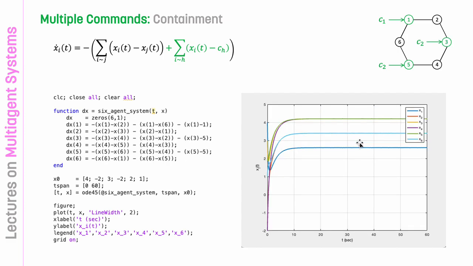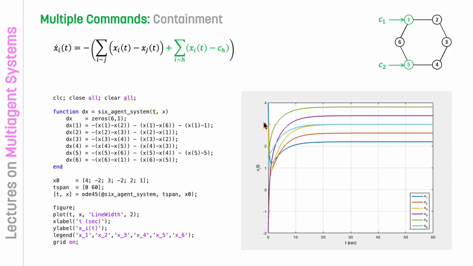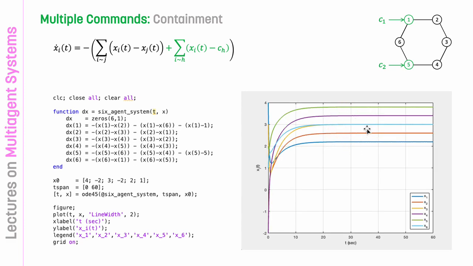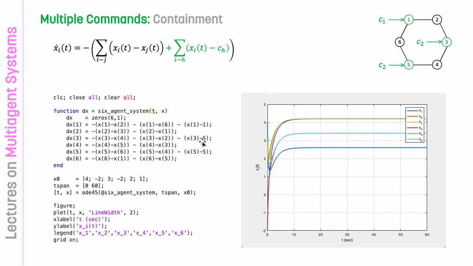And now I injected the same command C2 to agent number 3 as well. So if you compare this case with the previous case, right now command number 2, C2 equals 5, is more dominant in the network in the sense that C2 is affecting 2 agents versus C1, which is 1, affecting 1 agent. You will see the states tend to move upward since C2 is 5 and affects 2 agents, so it becomes dominant.